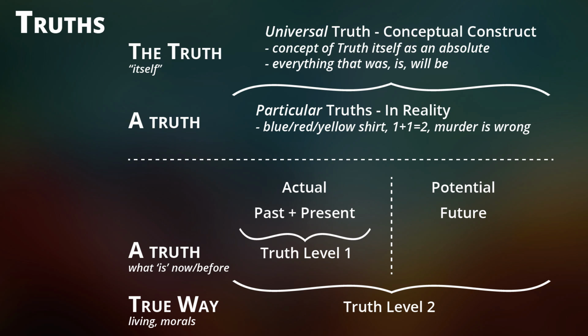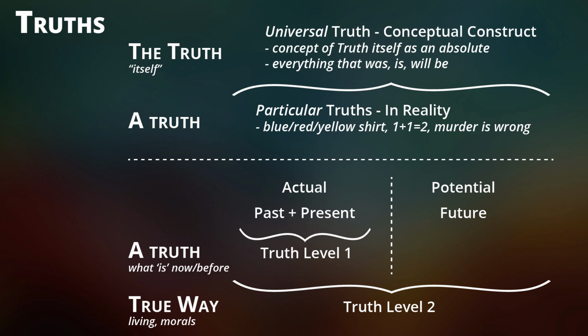Might be a bit confusing. Re-listen to what I just said. Blue, red, yellow shirt is a particular truth in reality. There are particulars of a particular truth in reality. 1 + 1 = 2 is a universal truth in reality. The color of the shirt is relative, who has it, where it was made, whatever. But 1 + 1 = 2, it's absolute, it's universal.